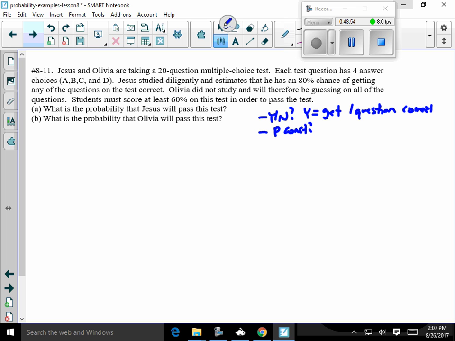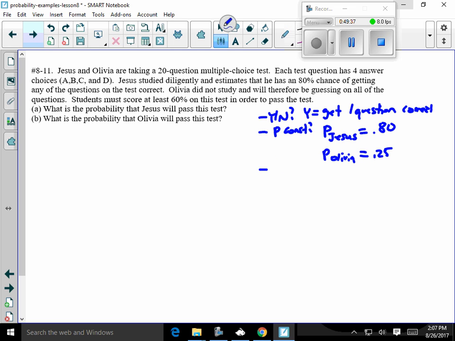And is it independent? Well, they only give a single percentage chance, so presumably that's the same independently for every question. And the probability of success will be different depending on who we're talking about. For Jesus, he studied, so his probability of success, his p-value, will be 80%. But for Olivia, she didn't study, so that means she'd be completely guessing. Since there are 4 answers, she has a 1 in 4 chance, or a 25% chance, of getting a question correct. So that would be her probability of success. But presumably, when we do each person's calculation, that probability is constant and independent from question to question.